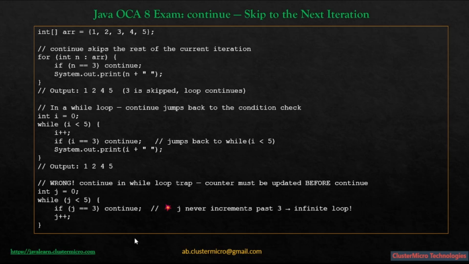So 3 is skipped, the loop will continue. So in a while loop, continue jumps directly back to the condition check, skipping any remaining statements in the loop body.